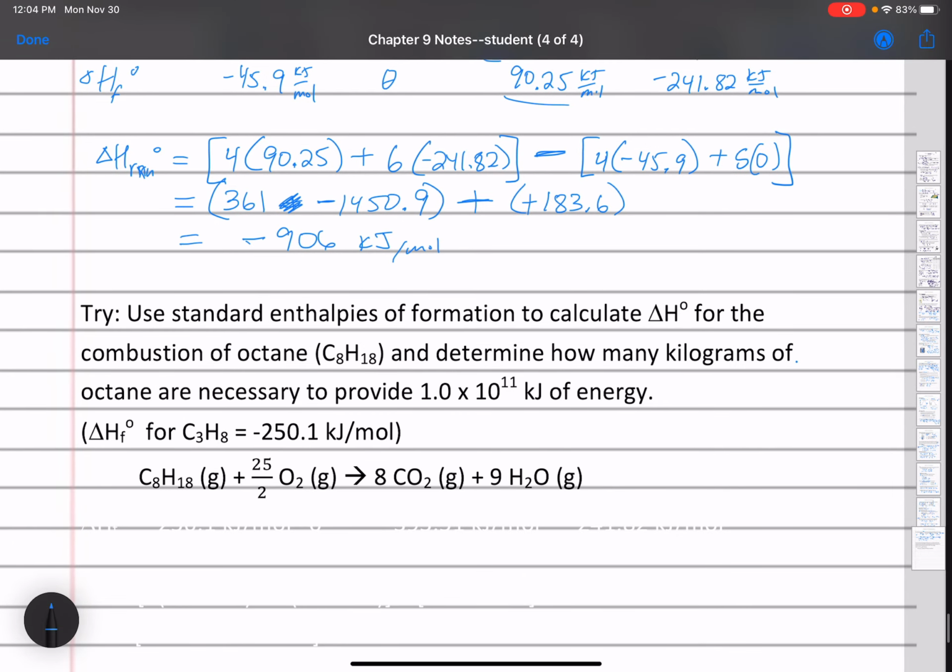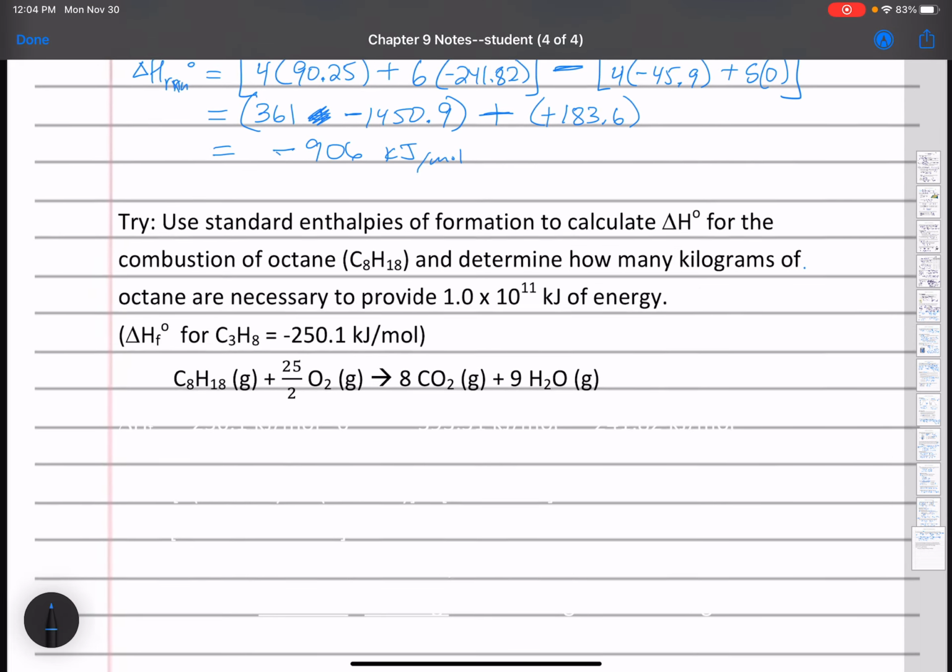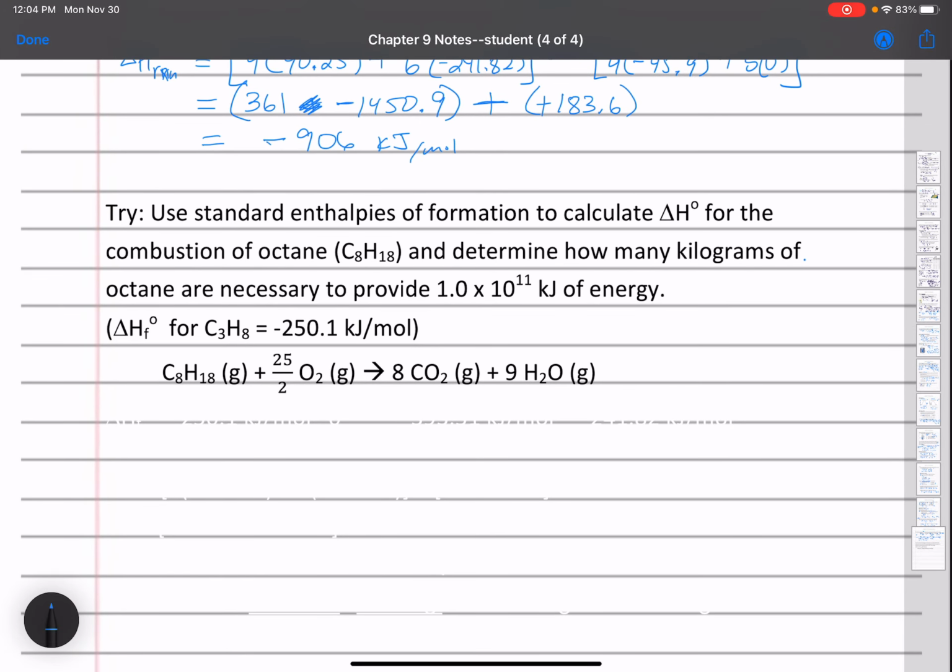All right, so here's one for you to stop the video and try, see if you can do it on your own, and then check yourself. And this one's sort of a comprehensive, complicated problem. So it says use standard enthalpies of formation to calculate the heat of reaction. So delta H and delta H reaction are the same thing. It's the heat of the reaction, so sometimes I like to put reaction there, but in this case, of course, it's standard heat of reaction.